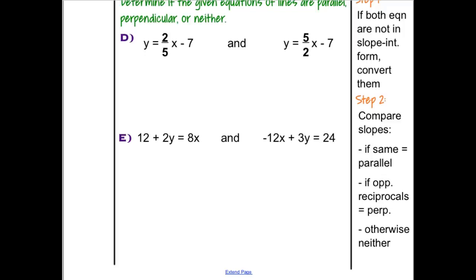So we look here. First one, we got a slope of 2/5 and a slope of 5/2. So a lot of you are going, oh, they're perpendicular. But wait, they're both positive. So in this case, this would be neither.